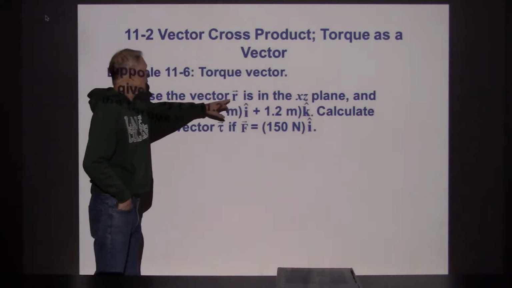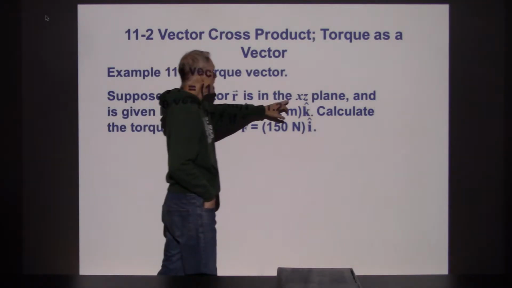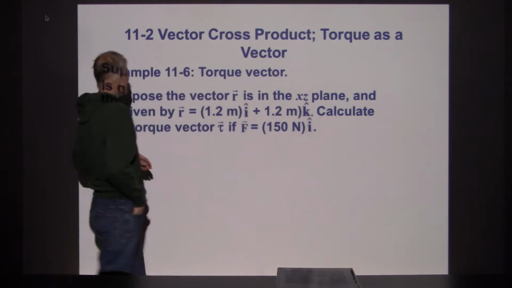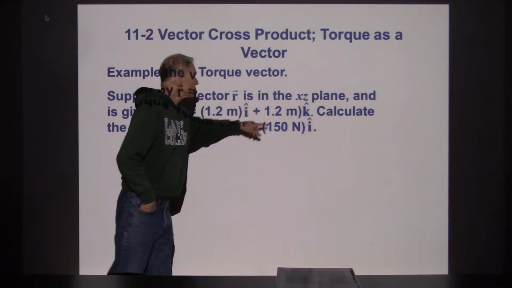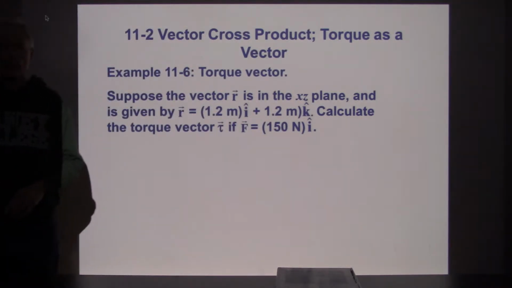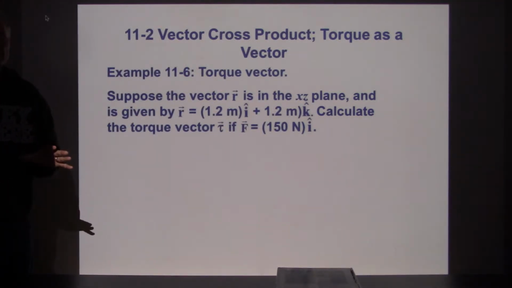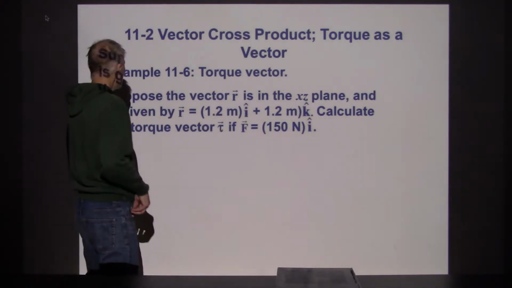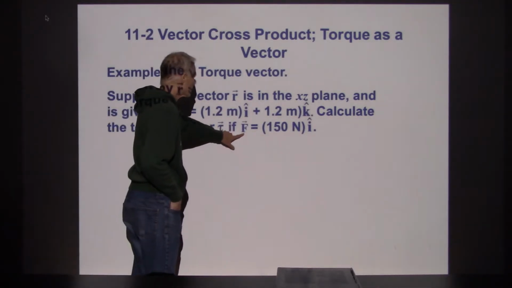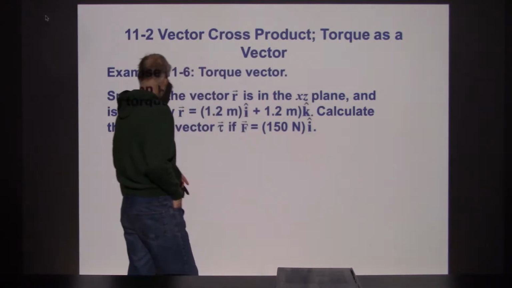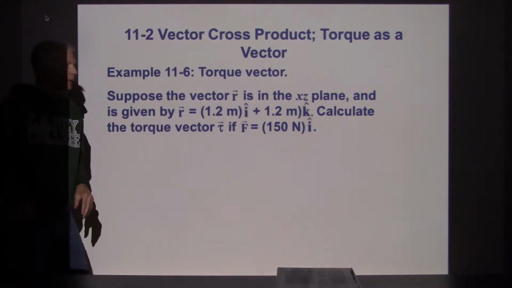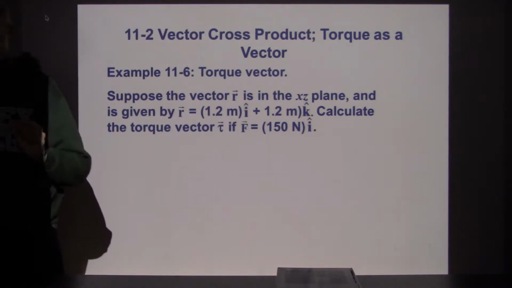Suppose that we have a lever vector. It's in the xz plane, and it's given by 1.2 meters in the x and 1.2 meters in the z directions. Okay, so you can try drawing these, and I think it's a good idea to try drawing them. Sometimes it gets hard to visualize what's going on, but we'll do our best here. And then it says we have a force. The force is exclusively in the x direction. And so calculate the torque for this setup.